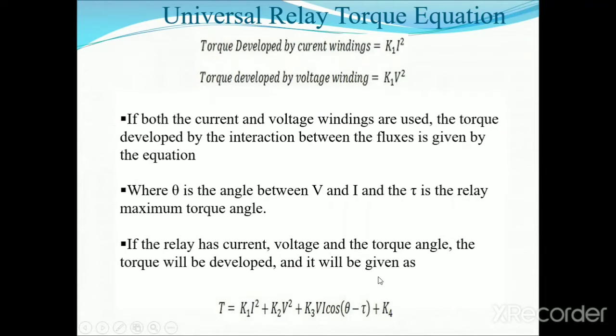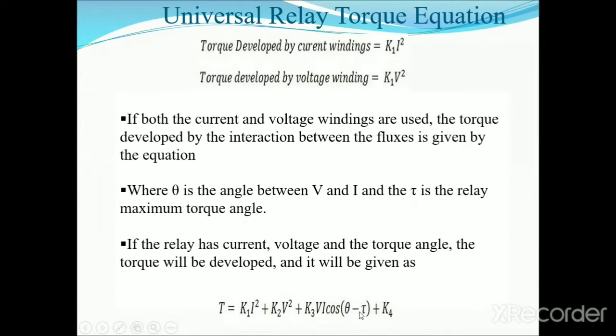When current flows through the relay coil, the torque is T equals K1 I square plus K2 V square, where K1 I square is the torque developed by the current winding, and K2 V square is the torque developed by the voltage winding.